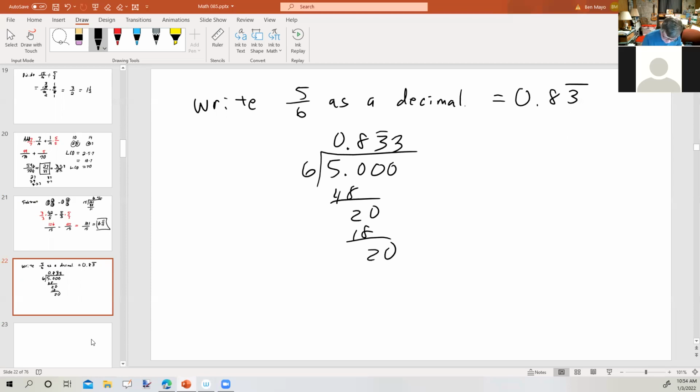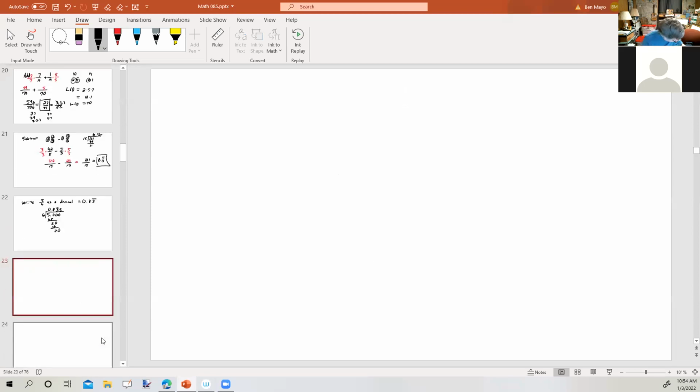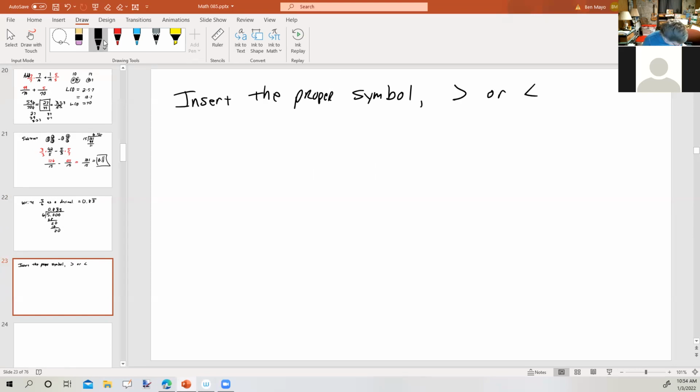Okay, let's see here. Let's talk about inequalities. It says insert the proper symbol, except symbol has an O in it, not an A. It has greater than or less than.